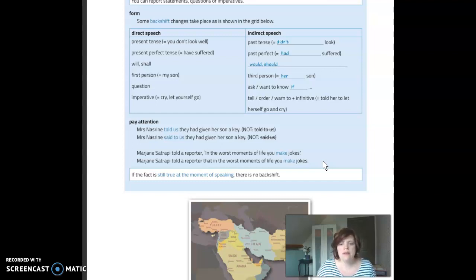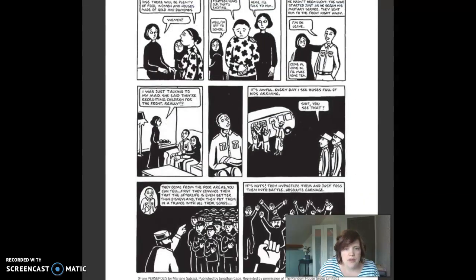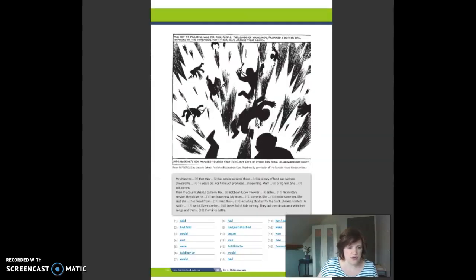Good. Once you mastered this, you should be able to fill in the exercise on the next page, which is exercise 12.5. You need to once again, let me see if I can find that page, this is it, read the text, which is from the original graphic novel or the original comic, and then complete the account of the past events by using, of course, indirect or reported speech. I will show you the solution.